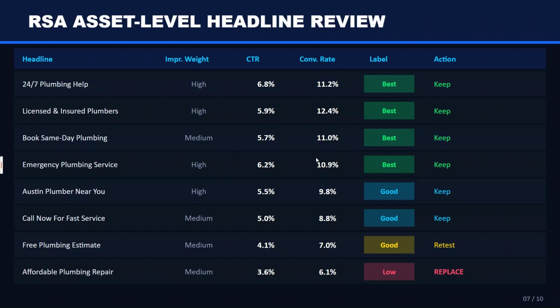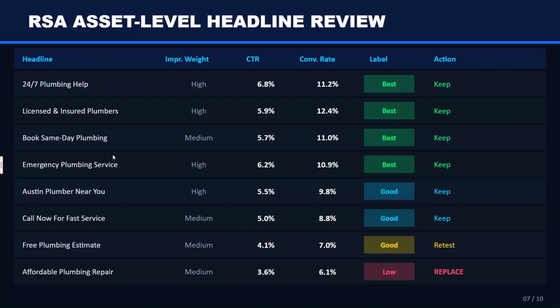So look at the top performers first. In here, "24/7 plumbing help," 6.8% click-through rate and 11.2% conversion rate, so strong, so keep it. Then "licensed and insured plumbers," 5.9% CTR and 12.4% conversion rate. That is the highest conversion rate on this whole list, so keep it. "Book same day plumbing" and "emergency plumbing service" are also best, so keep both of them.